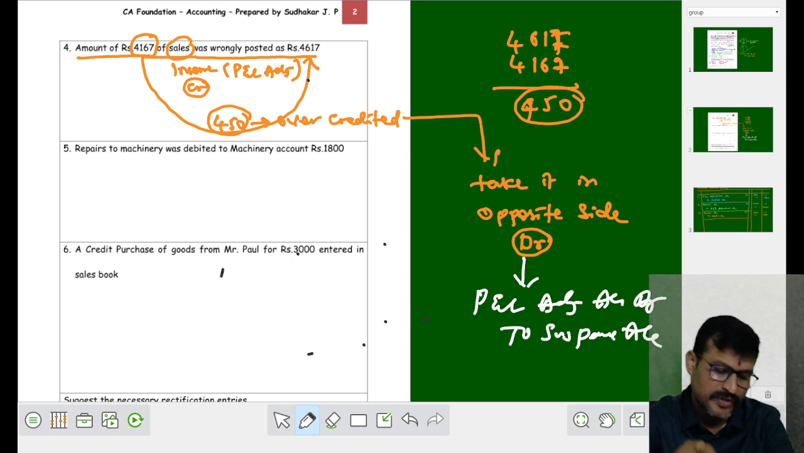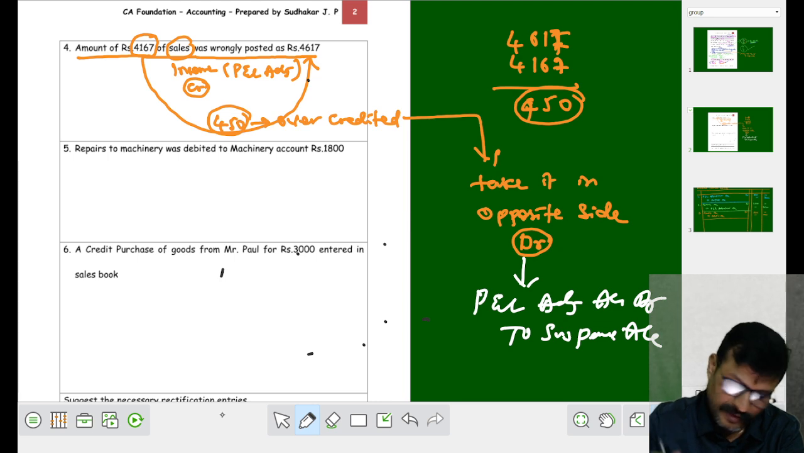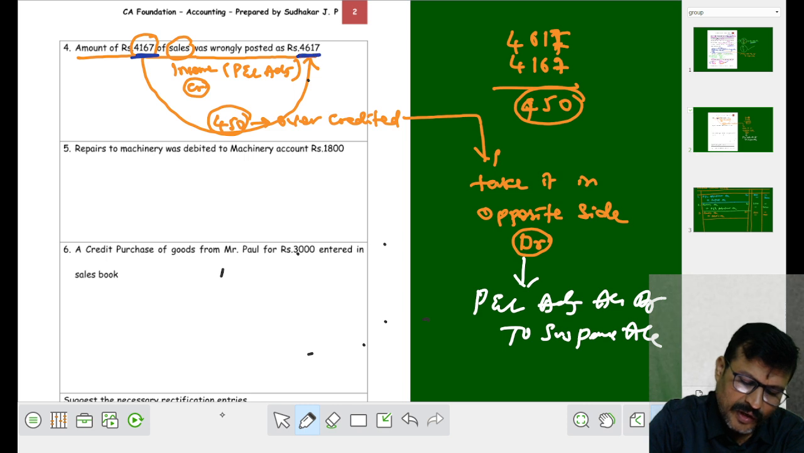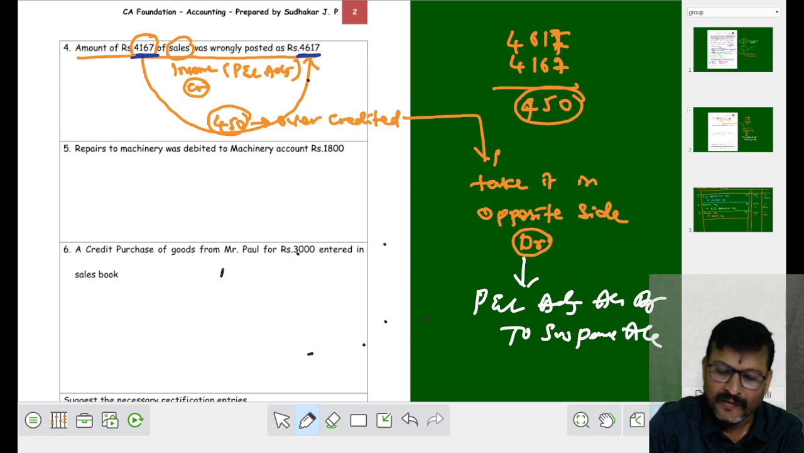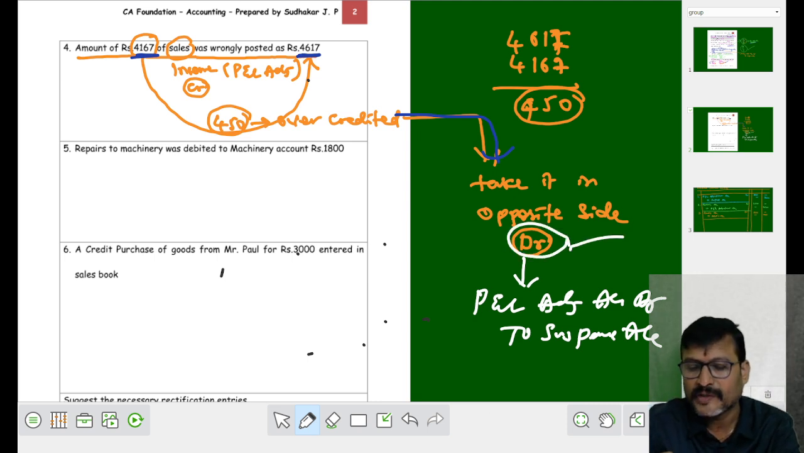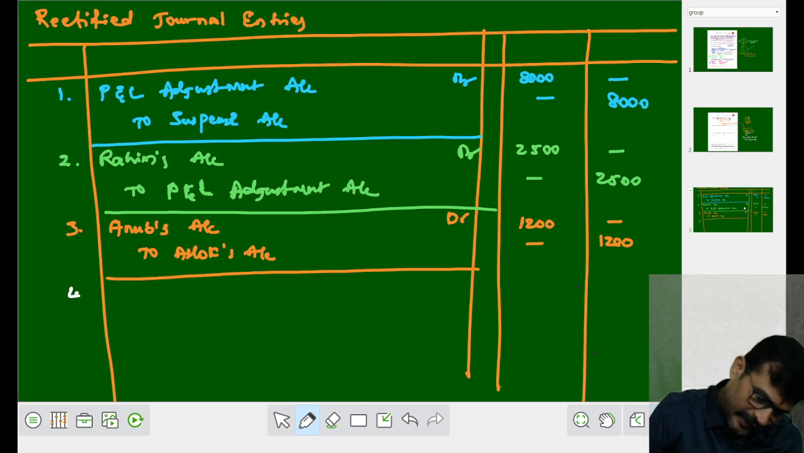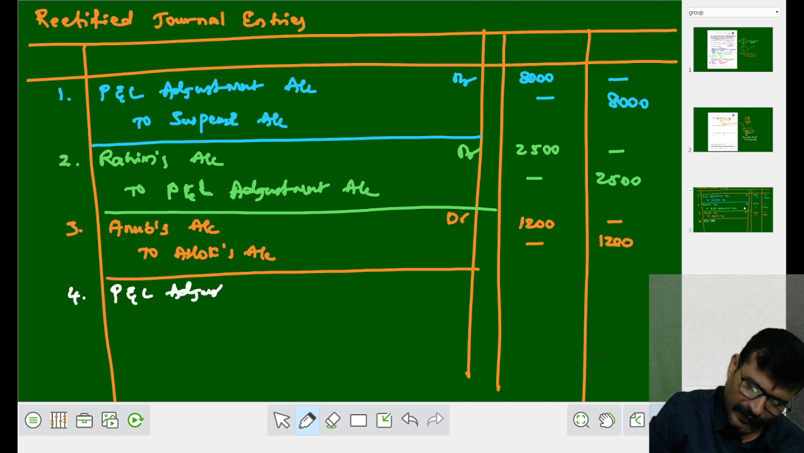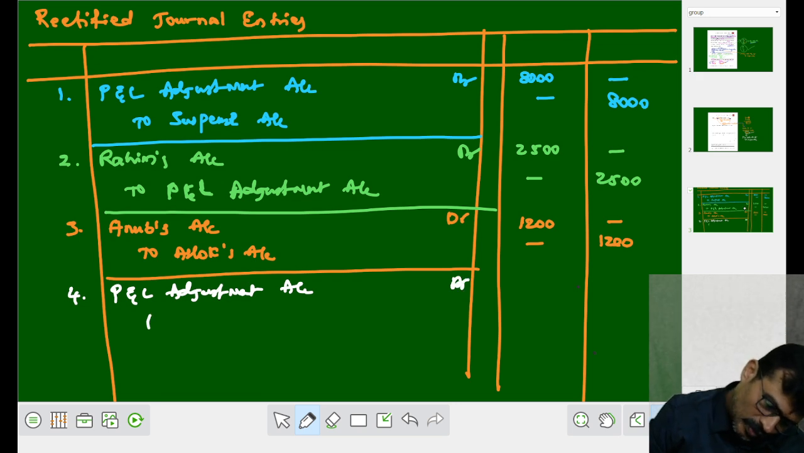I explained so neatly in a detailed manner. Instead of recording 4167, you have recorded 4617. Since it is a sale, sales is an income, income means credit, and credit is over credited. When it is over credited, we have to take it on the opposite side, which for credit is debit. So now the entry will be what? Entry number 4, that is P and L adjustment account debit to what?